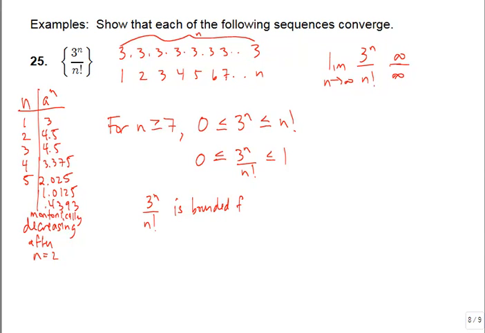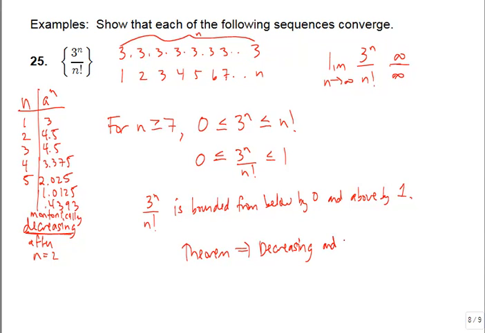from below by 0 and above by 1. And since we're decreasing and we're bounded from below by 0, then by that theorem that we just talked about, if you are monotonically decreasing and bounded, so we are decreasing and bounded from below by 0, then we must converge.